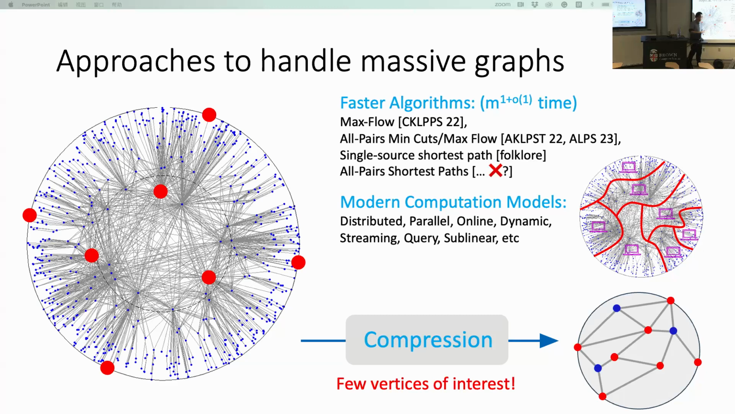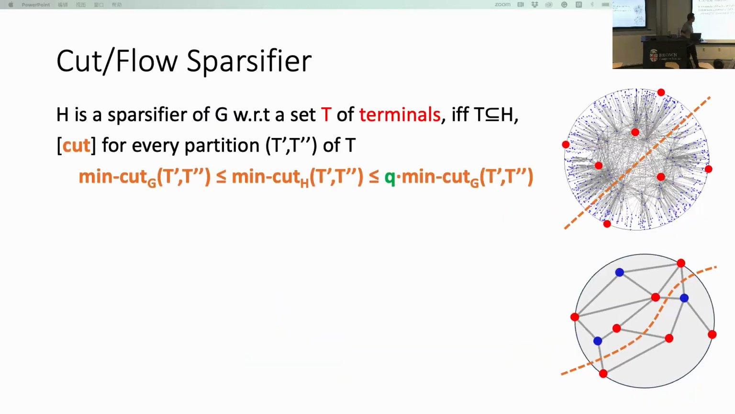So what are the most important pieces of information? Cut, flow, distance. And today we're going to see one of them, which is flow sparsifier. Cut and flow sparsifiers are highly correlated with each other, and they are usually defined together. So let me first define cut sparsifier for you.